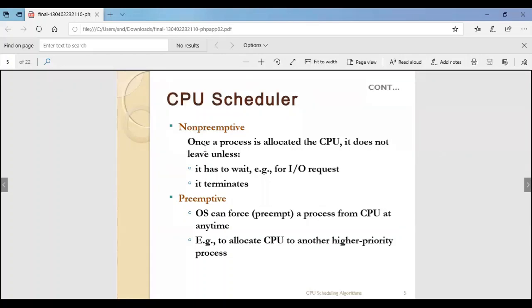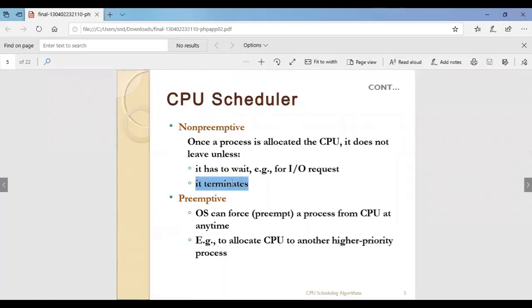In non-preemptive scheduling, once the process is allocated to the CPU, it does not leave it unless it has to wait for an IO request or it gets terminated. That means we cannot stop that process until its execution is finished, or it has to wait, for example for some IO request, so it goes into the waiting queue. In simple language, suppose you are traveling from Kopargaon to Yeola. There is no stop in between.